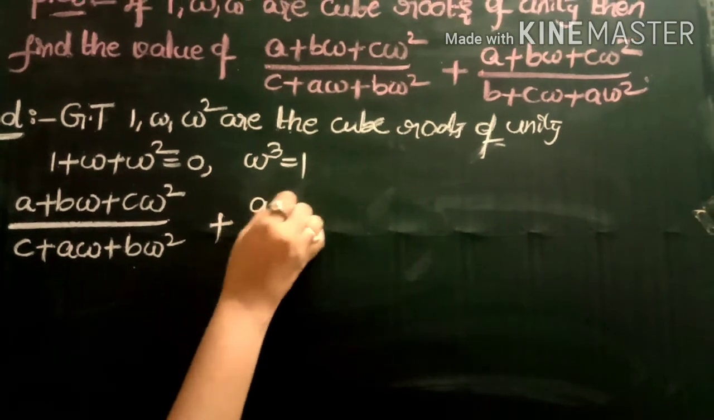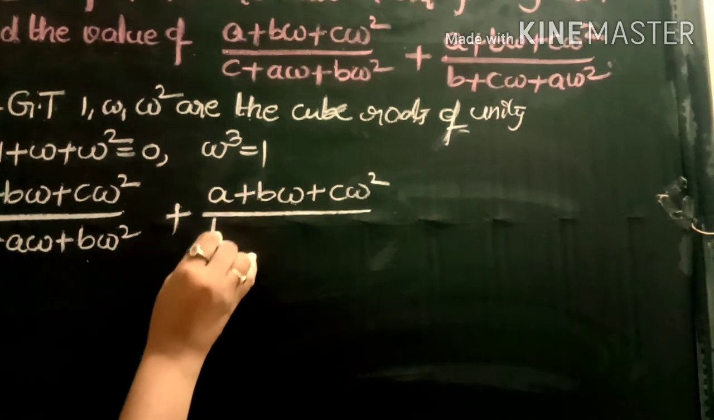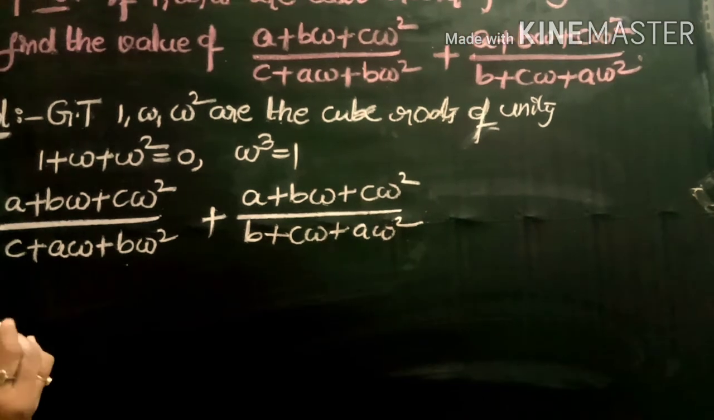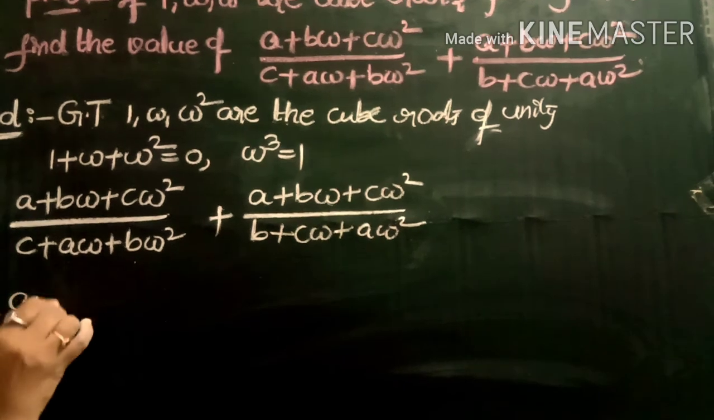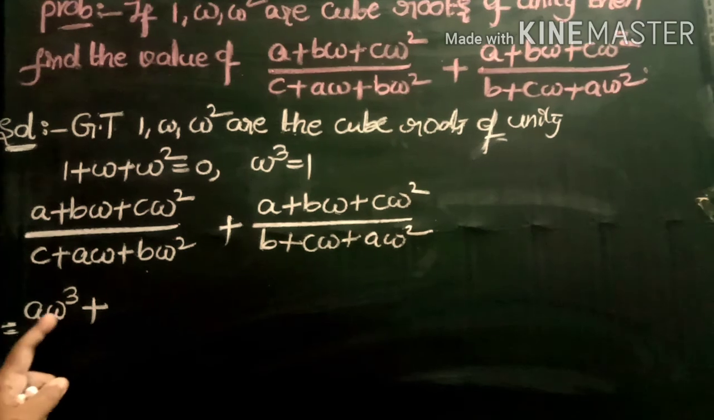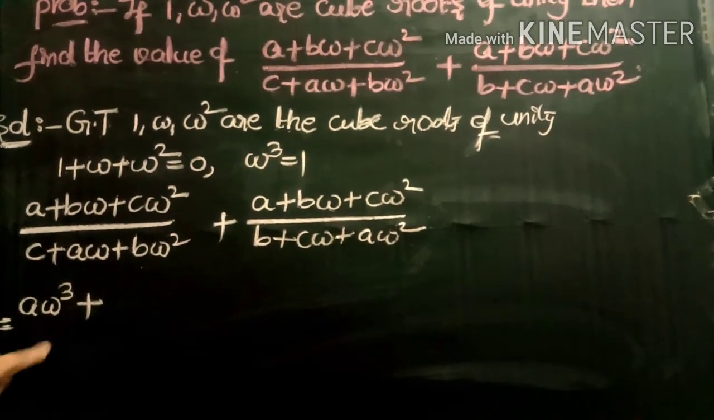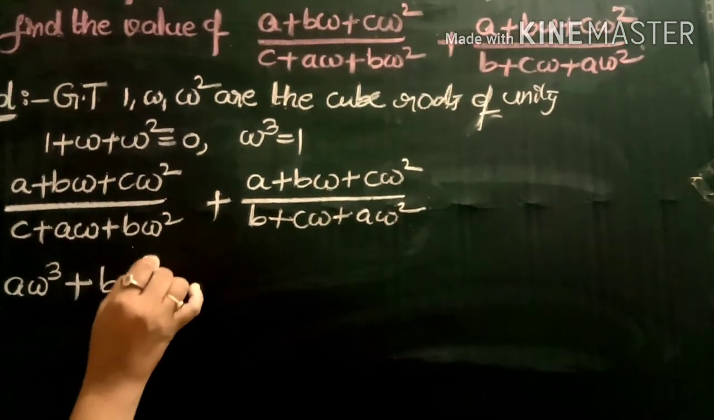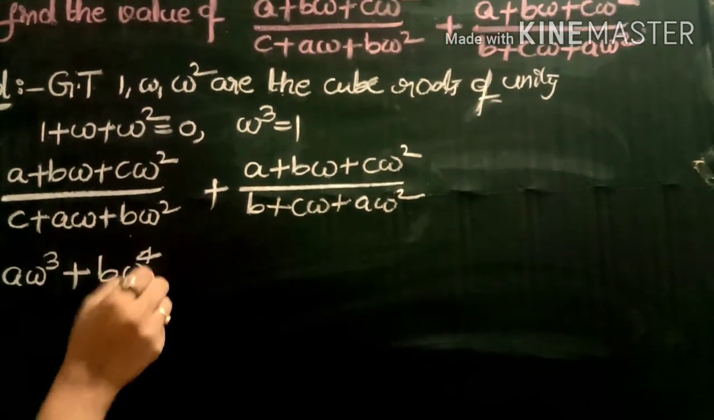And this is equals to a plus. In place of a, we take the value a omega cube. Since omega cube is equals to 1, here omega cube into a is nothing but 1 into a is equals to a, which returns the same answer. So in place of a, we take the value a omega cube plus b into, in place of omega, we write the value omega power 4. Omega power 4 is equals to omega cube into omega, that is 1 into omega, which is omega.